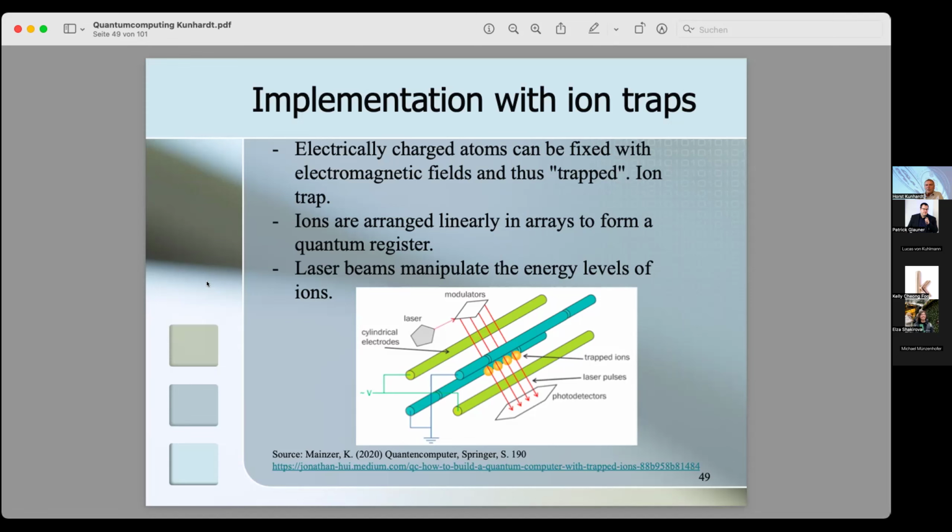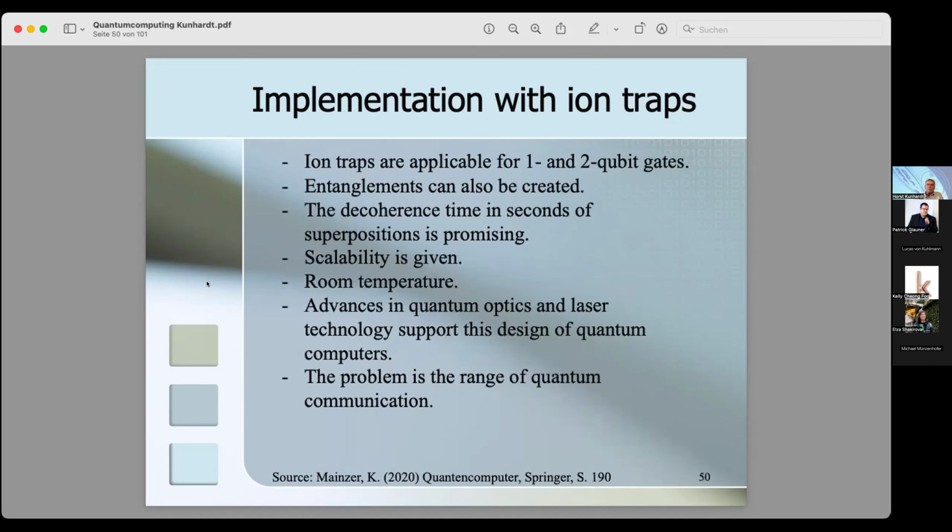So the ions, again, are changed with lasers, with laser beams, or with a microwave pulse. And we can manipulate the energy levels of the ions, and therefore can use the system or the ions to calculate and to apply algorithms. In our picture, we see a system of 4 ions and therefore a 4-qubit system. So ion traps can be used for 1 or 2 qubit gates.